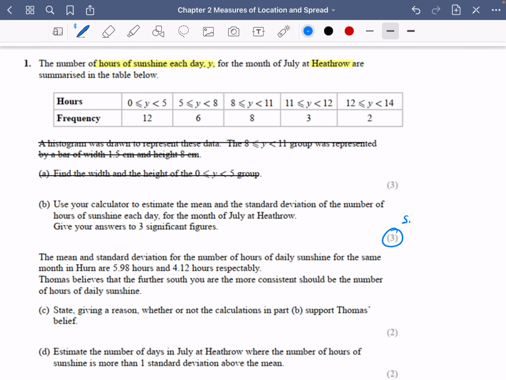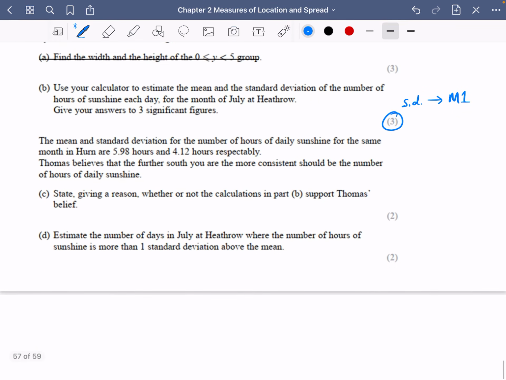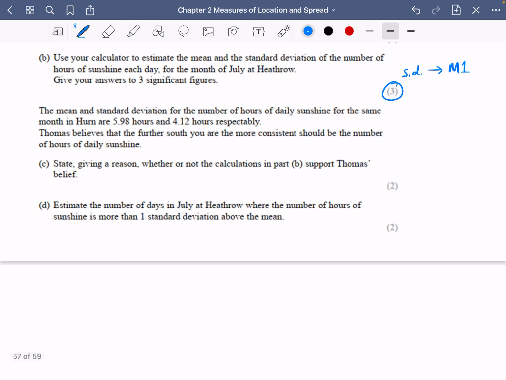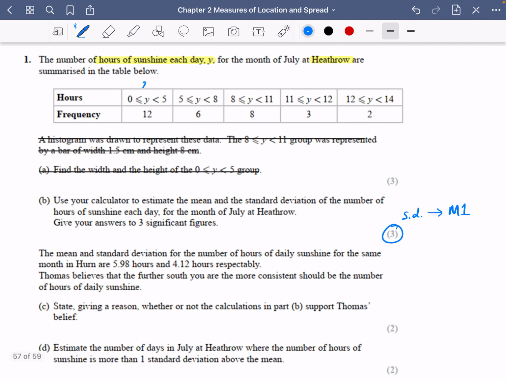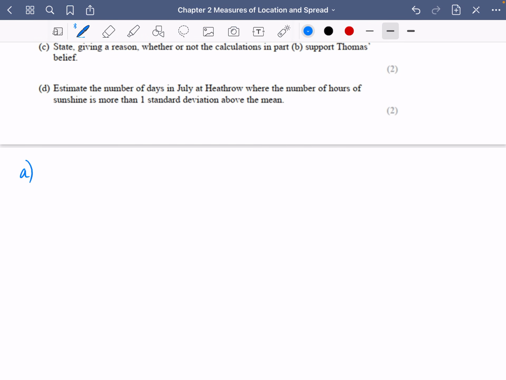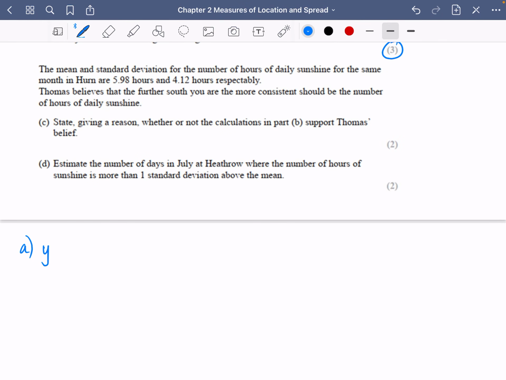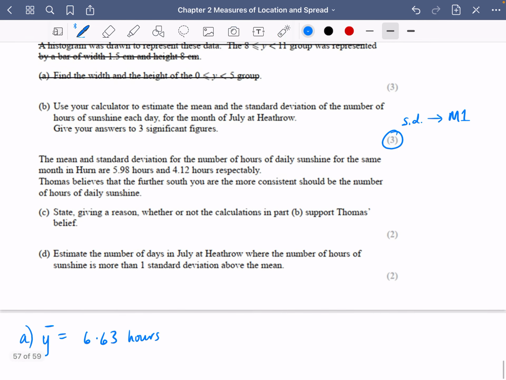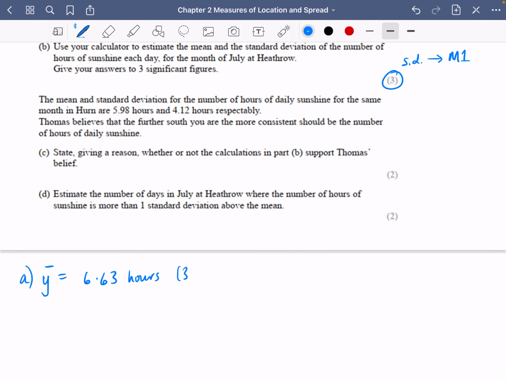Now, because it's 3 marks here, for the standard deviation, there is going to be a method mark. So I'm going to actually write out what I would do for the method mark for that. Now, I've got all of the information on my calculator. I've put in the midpoints. My midpoints I've used are 2.5, 6.5, 9.5, 11.5, and 13. I'm not going to show you all of this on the calculator. I think it's a bit boring for you to see. But I can just use my calculator to do some of these calculations. So the mean value, they've used the letter y. So y bar is 6.63 hours, and that is to 3 significant figures.